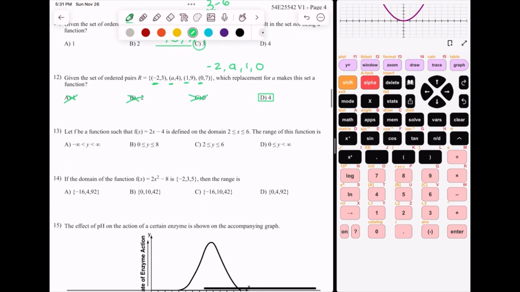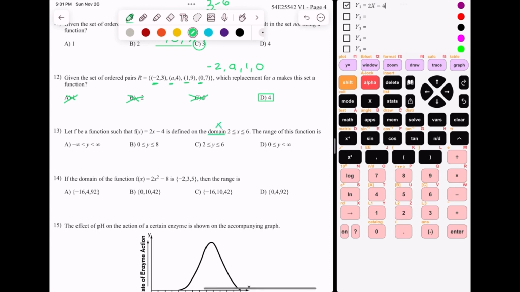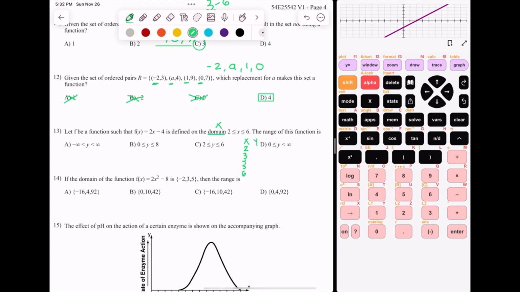Question 13. Let f be a function such that f(x) = 2x minus 4, I'm going to type this into my graphing calculator, is defined on the domain. The word domain means x. What is the range? Meaning these are our x values: 2, 3, 4, 5, 6 are our x, and we want to know what are the y.